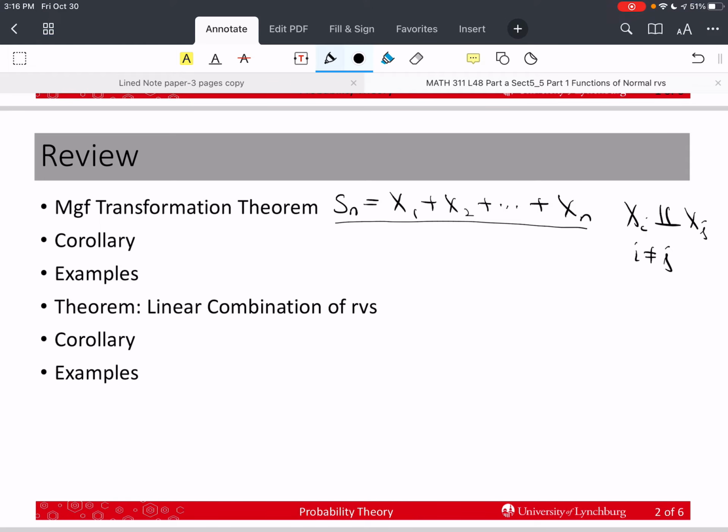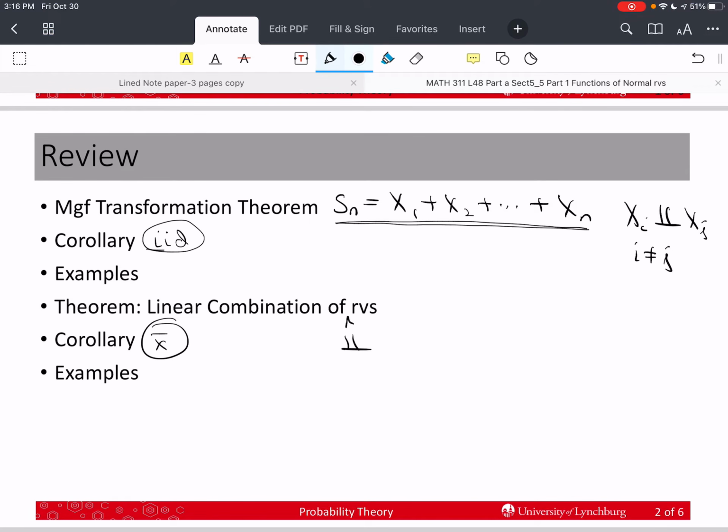And so we showed using the moment generating function how to transform this quantity. And then we did a corollary where we assumed that they were IID, independent and identically distributed. We did some examples. Then we talked about the theorem that was in the book that was an extension or generalization of the first theorem, where we talked about the linear combinations of random variables. We did the corollary for x bar, which you have to prove in homework, and then some examples.